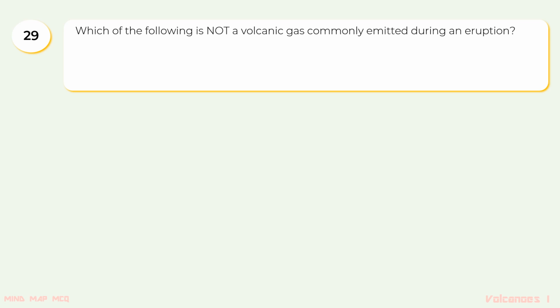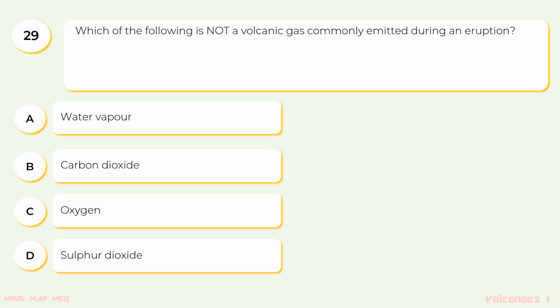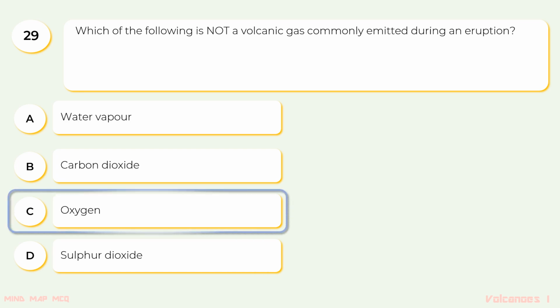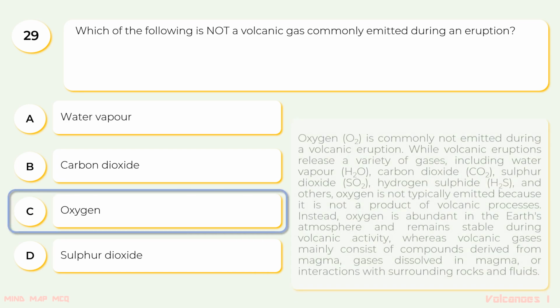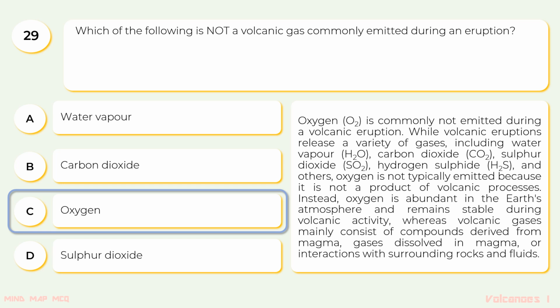29. Which of the following is not a volcanic gas commonly emitted during an eruption? A. water vapor, B. carbon dioxide, C. oxygen, D. sulfur dioxide. The correct option is C, oxygen. Oxygen is not commonly emitted during a volcanic eruption.